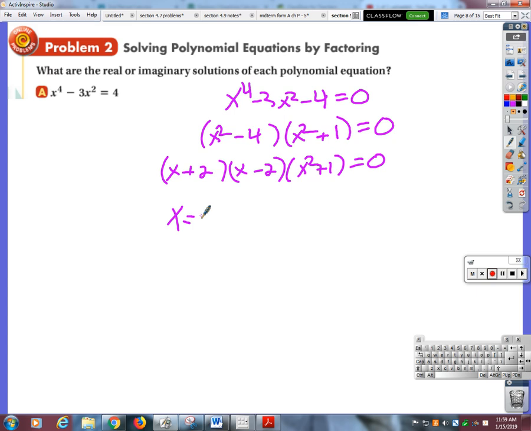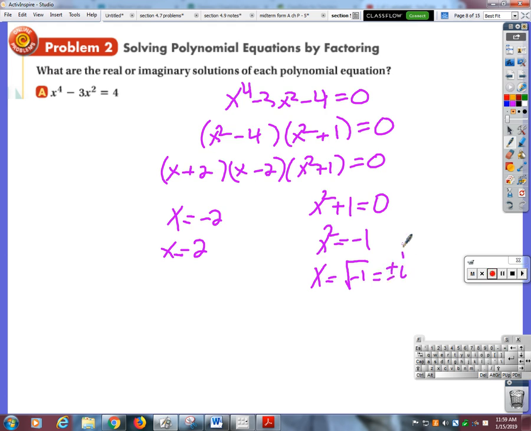What does x equal right here? Negative 2. What does x equal right here? 2. All right. If I take x squared plus 1 and set it equal to 0 and solve for x, what's my first step? Subtract the 1, so then I have x squared equals negative 1. Then what? Good, square root. What is the square root of negative 1? Nice. Plus or minus i.